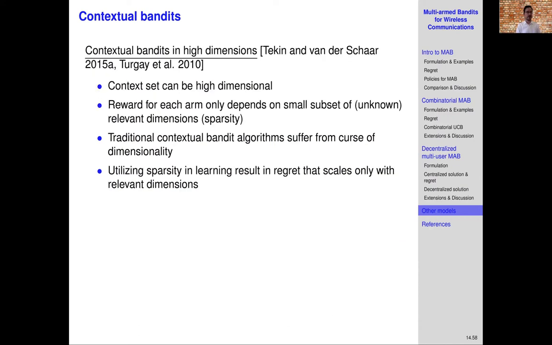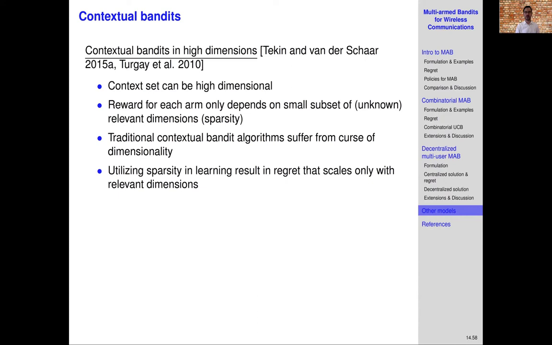There are several extensions to the contextual bandit problem. One of them is contextual bandits in high dimensions. In this extension, it is assumed that the context set can be high dimensional, but the reward of each arm only depends on a small subset of relevant dimensions. A subset of relevant dimensions for each arm is unknown, so there's sparsity structure in the problem.